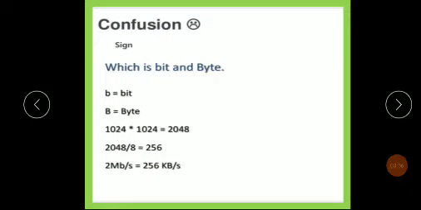Here there is some confusion about the signs of bit and byte. A bit is represented by a small letter b and a byte by a capital letter B. Here this is the bit and this one is the byte.